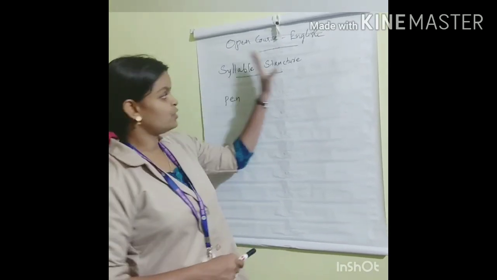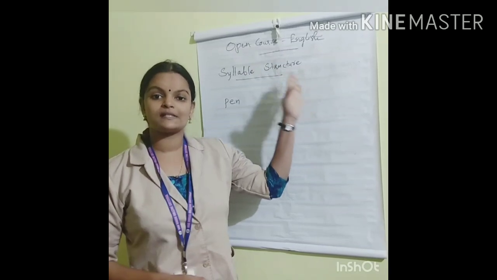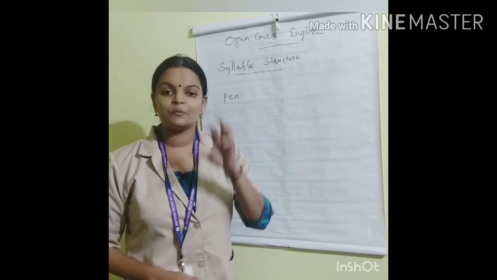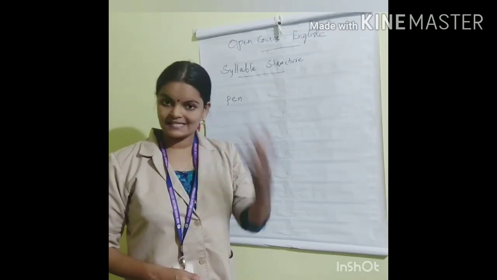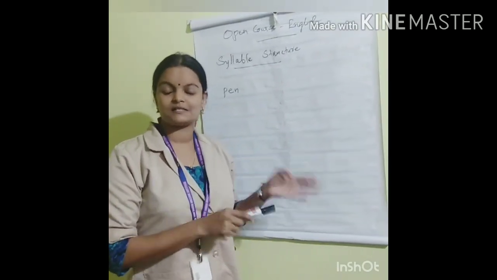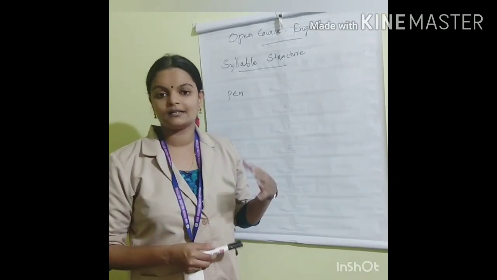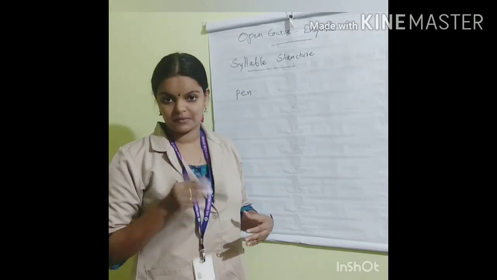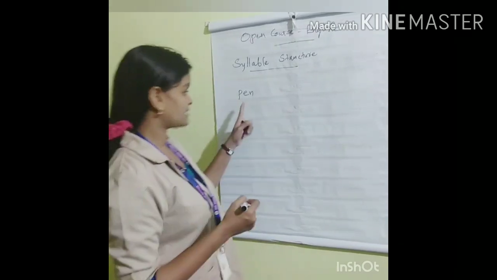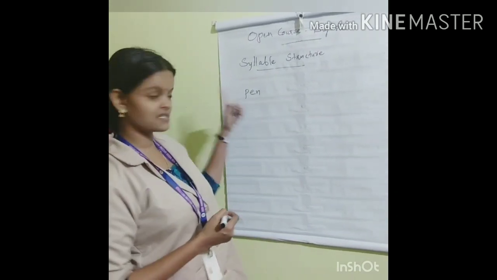So in order to find out the syllable structure of a word, we must know how to transcribe words. For the transcription purpose, in the first semester itself, you had already learned the international phonetic alphabets, that means 44 phonemes. So I am going to transcribe this word pen.